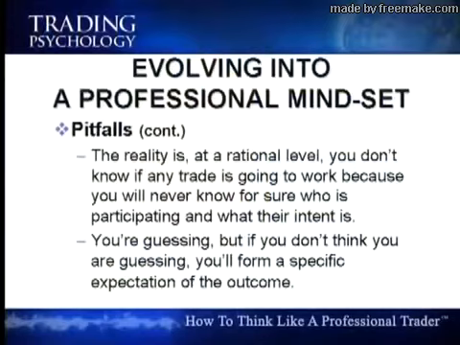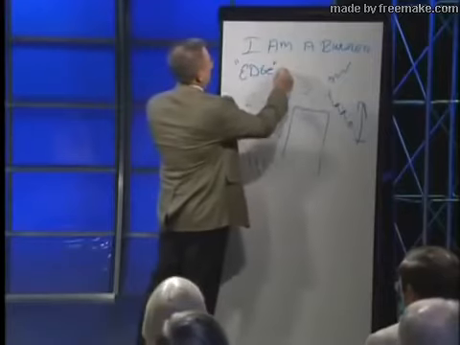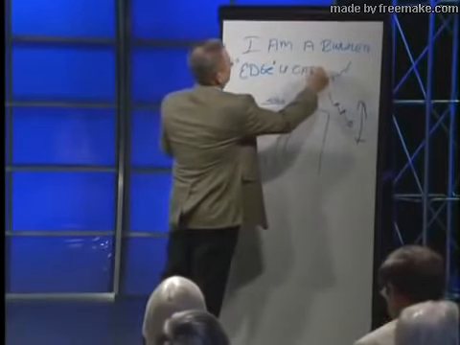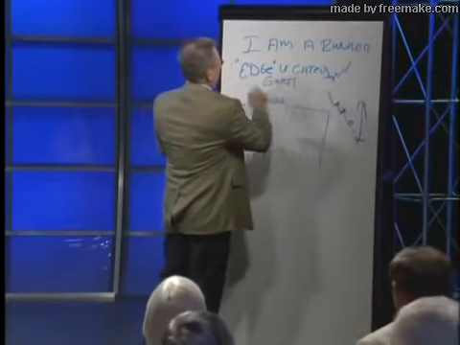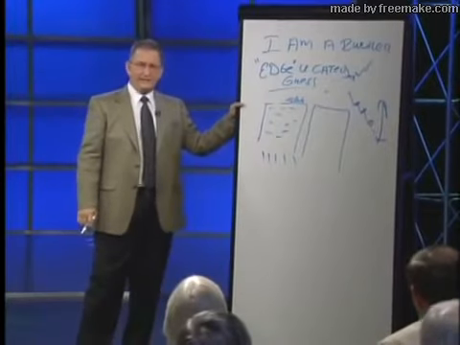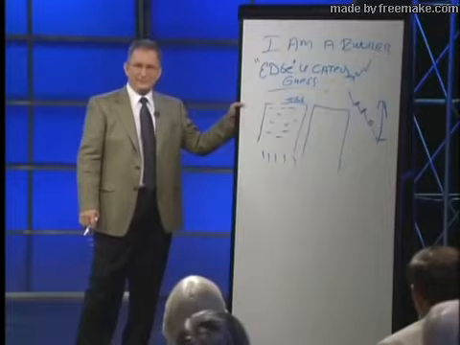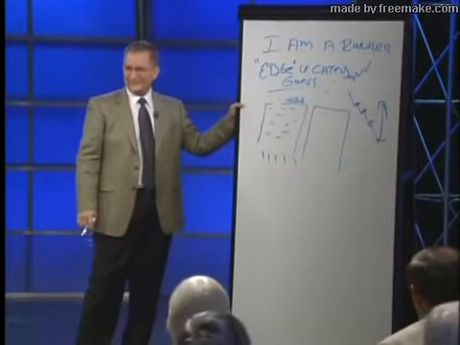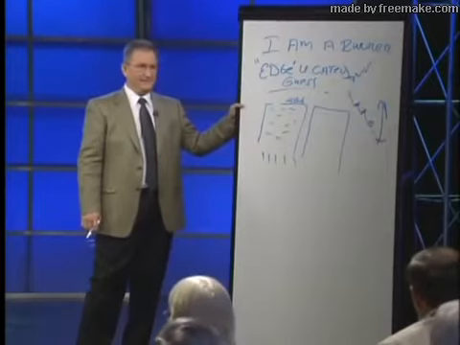The reality is, at a rational level, you don't know if any trade is going to work because you never know for sure who's participating and what their intent is. You're guessing. You know what trading is? An educated guess. This is what we do as traders. Got an edge. Educated guess. That means probabilities. You're making an educated guess. You've got the probabilities in your favor. That's all we're doing here.